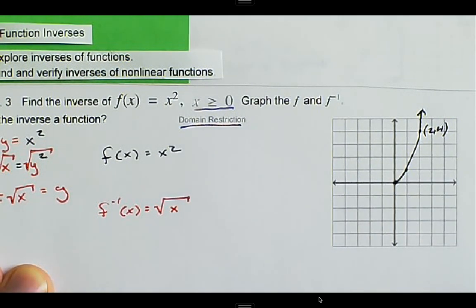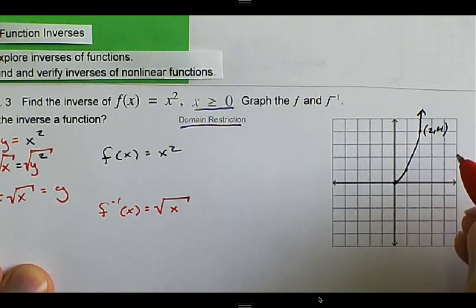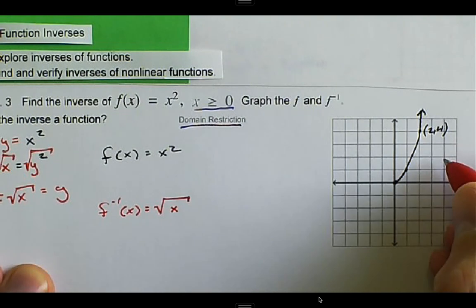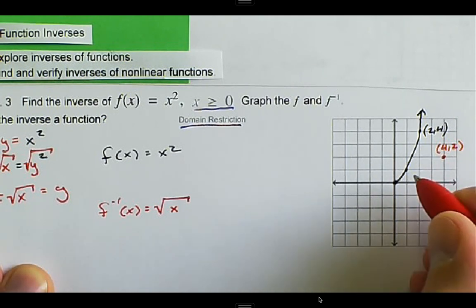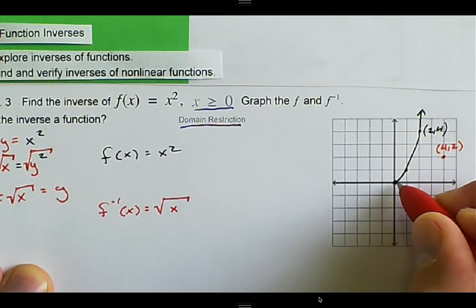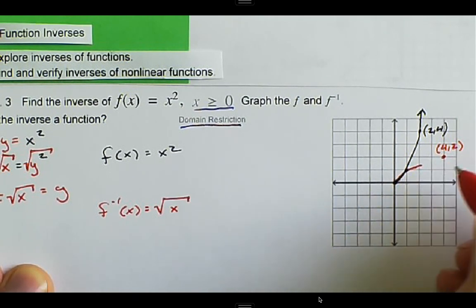And then we have the inverse function. The square root of 4 is 2. So we have the point right here, which is 4 comma 2. And the square root of 1 is 1, and 0, 0. So we have this other function here.